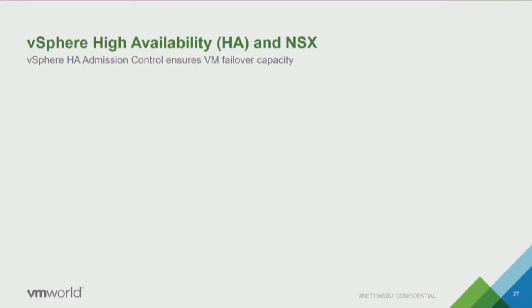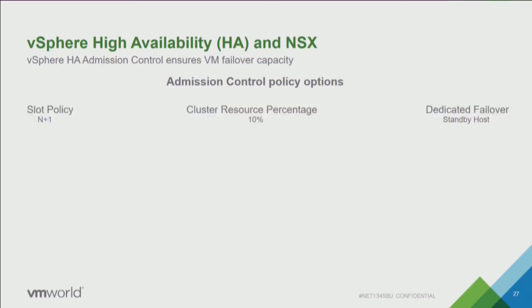So vSphere High Availability and NSX. vSphere HA is incredibly important when we start to talk about small data centers, and more specifically, we want to look at admission control. Admission control is what vSphere HA uses to let you know when you're running out of resources. We want to be able to guarantee that in the event of a failure, we can restart all of the virtual machines that you have running.